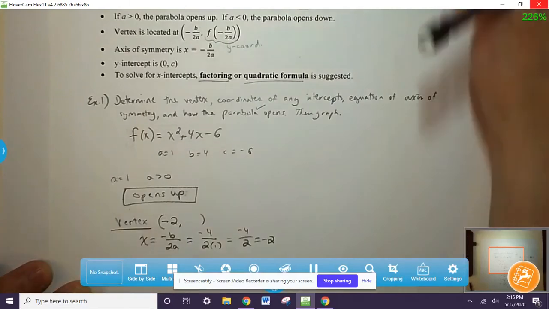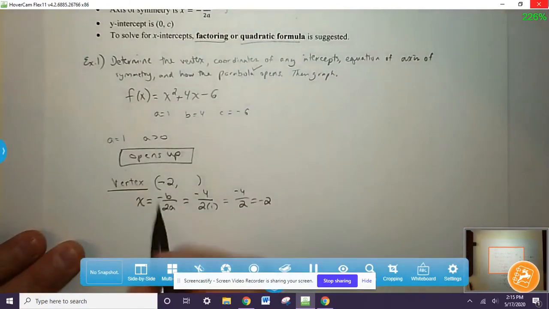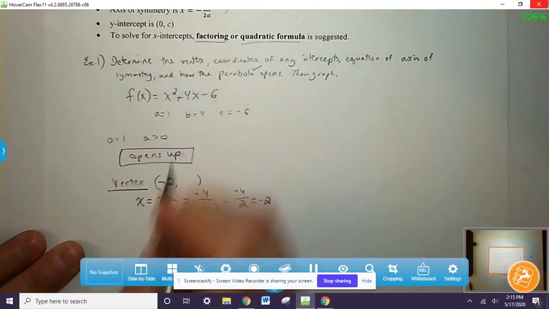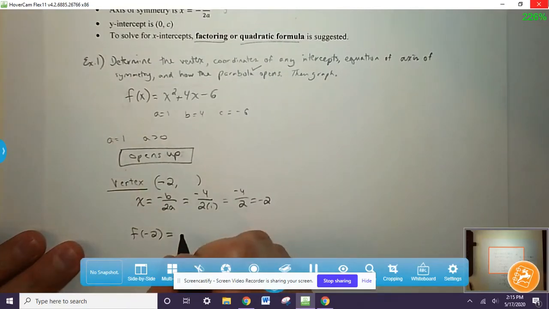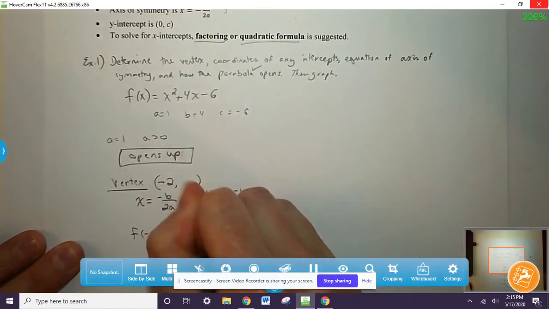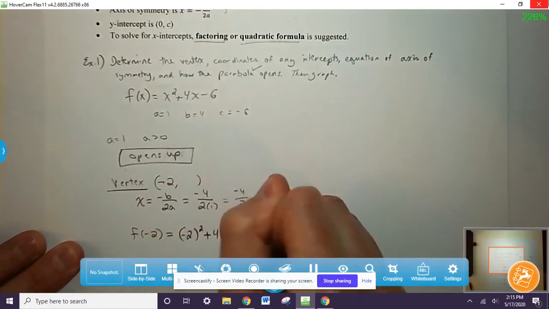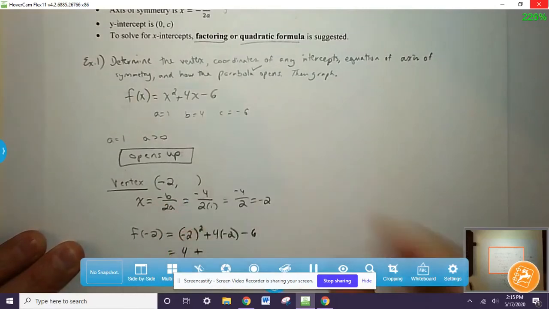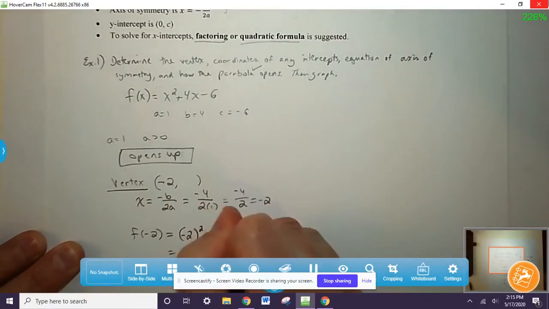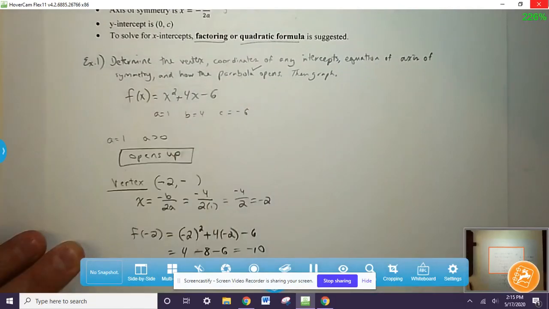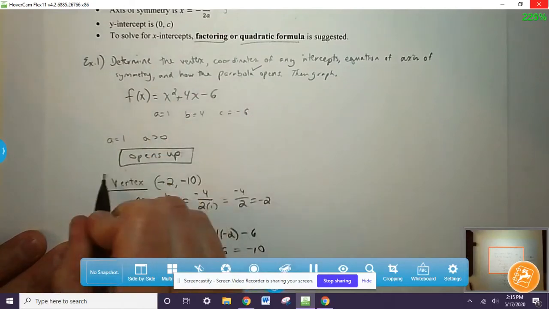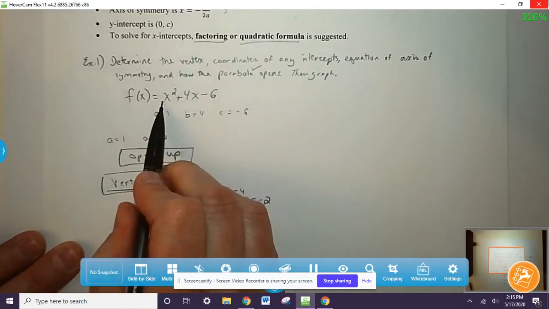To find the y coordinate, we need to plug this into the function. So I want to find f of -2. And when I go to find f of -2, I'm going to end up with -10 as my answer. So first we're going to square -2. And we end up with -10. So that is the location of our vertex. And again, there's no way to tell that just by looking when you're in this definition form.